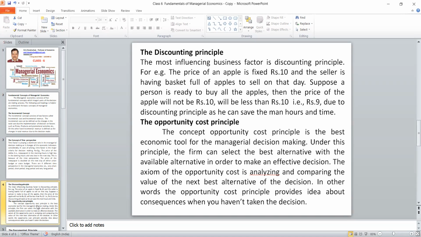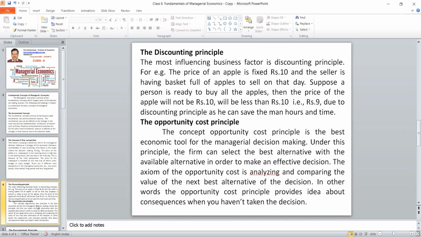Then the fourth fundamental principle is the opportunity cost principle. All decisions are taken based on this principle only, because the cost incurred for the alternative decides your actual decision. There are two options, A and B. Why are you choosing A? Because of the disadvantage of B. Or why are you choosing B? Because of the disadvantage of A.